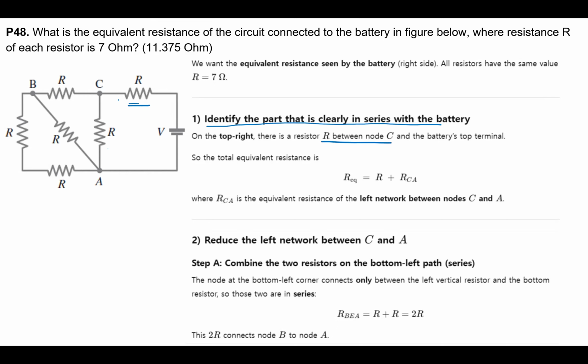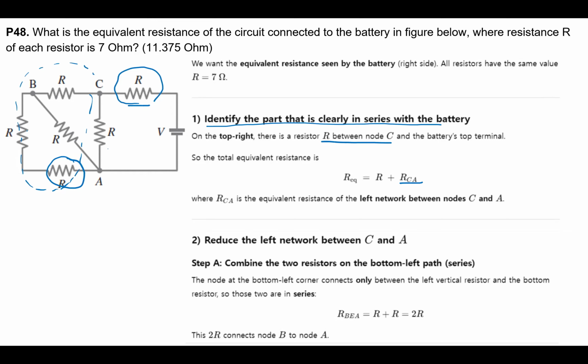So this is the resistor, and then everything here we call RCA. Okay. And then we need to analyze the circuitry, this part. So if you look at it, these two resistors on the bottom left pass here.